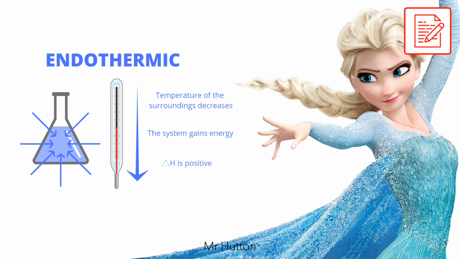Right, we've got Elsa now with our endothermic reaction graphic. So very similar. So this time all the energy is coming into the conical flask, so from the surroundings into our reactants. So the temperature of the surroundings will decrease, and the system, the reactants and the products will gain energy, and delta H is positive. So the energy change in our system is positive. So our reactants and products are gaining energy, so delta H is positive.